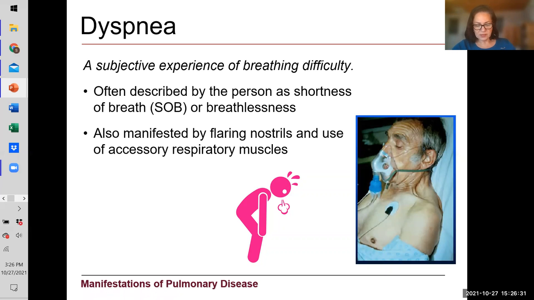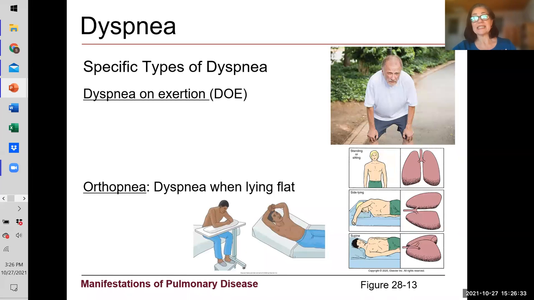Then there are some specific types of dyspnea. So the patient at rest may be fine, but they may describe shortness of breath when they walk somewhere or when they go up a flight of stairs. This is dyspnea on exertion, or DOE, as it is sometimes abbreviated in the chart.